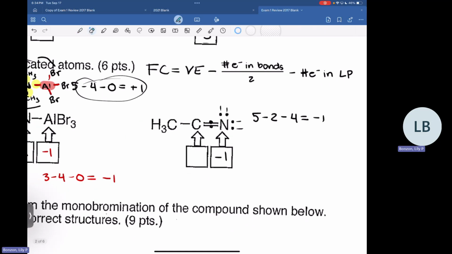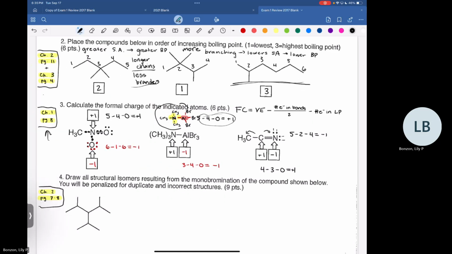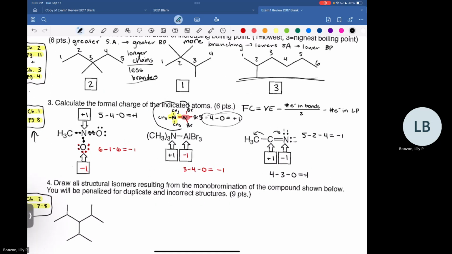And then we have carbon. And it does not have any lone pairs or anything like that. It's just this bond to the CH3 and then the double bond to the nitrogen. So carbon is in the 4th column, so it's going to be 4 valence electrons. And then we have 3 bonds, so that's going to be -3. We don't have any lone pair electrons, so that's going to be 0 for that. So 4 minus 3 minus 0, that's going to be 1. So we'll put a +1 in the box for carbon. Any questions on formal charge? Okay, we'll go ahead and move on.